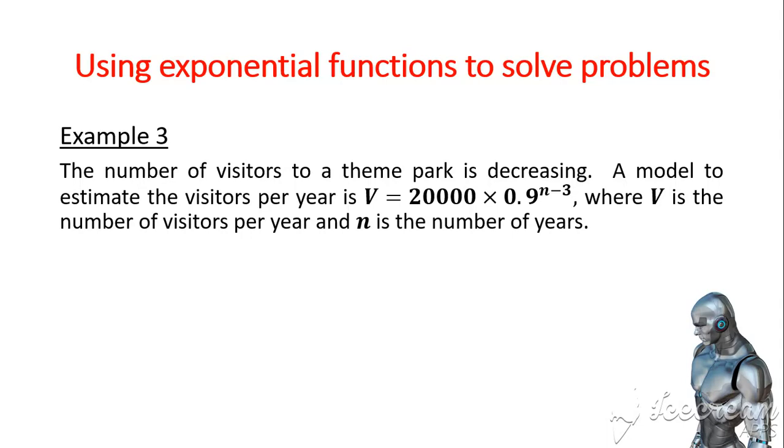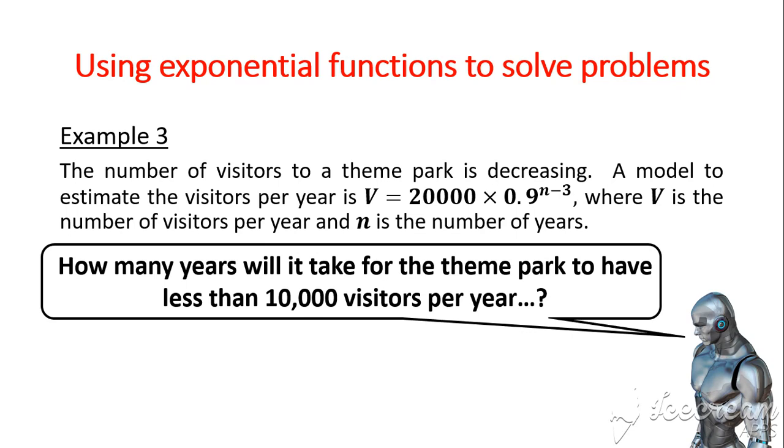All right, our last example is number 3. This is to do with the number of visitors to a theme park, and this is decreasing. Maybe we're having a bad run and we don't have many visitors coming. A model to estimate the visitors per year, mathematical model, V is equal to 20,000 times 0.9 to the power of n minus 3. Now, V is the number of visitors per year, and n represents the number of years. So you have the question we're trying to work out. How many years will it take for the theme park to have less than 10,000 visitors per year?